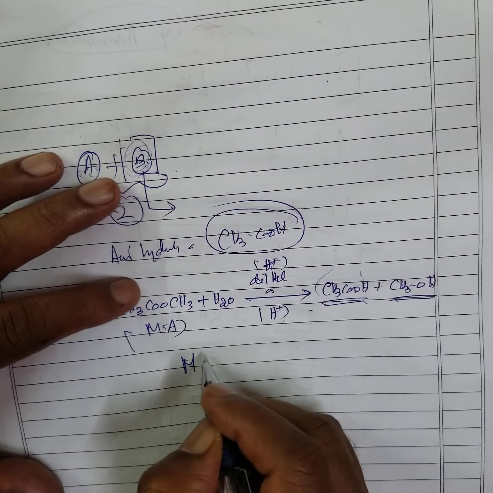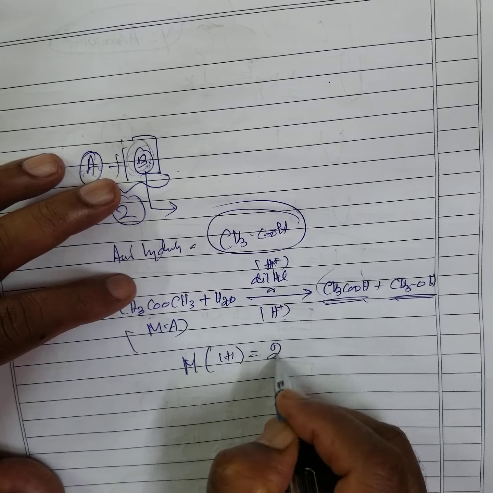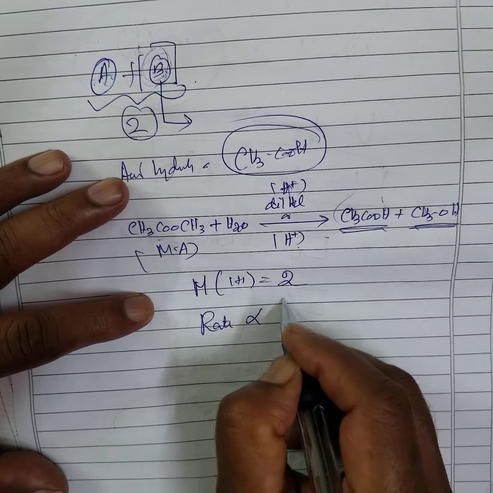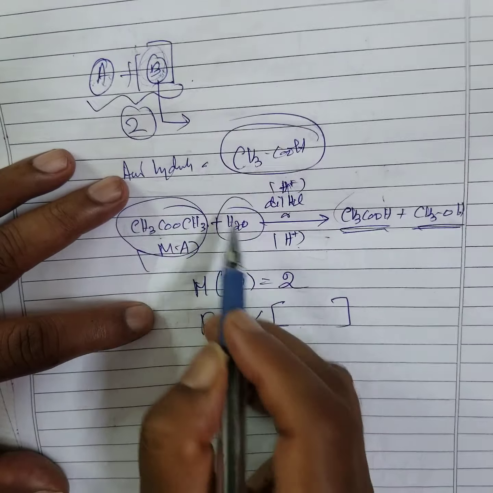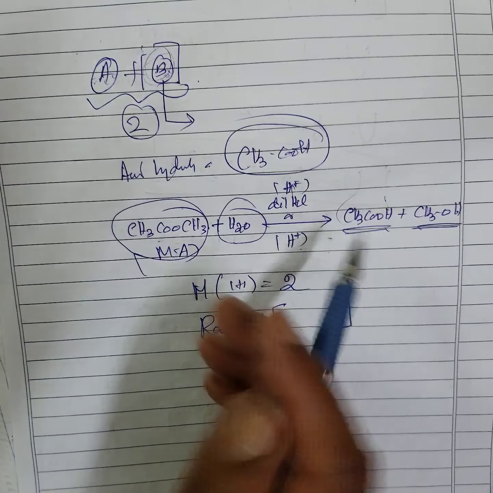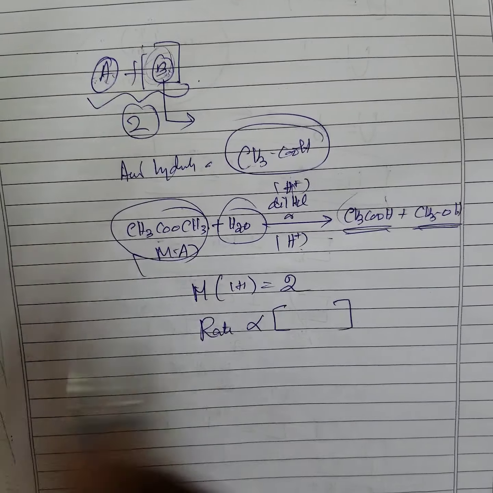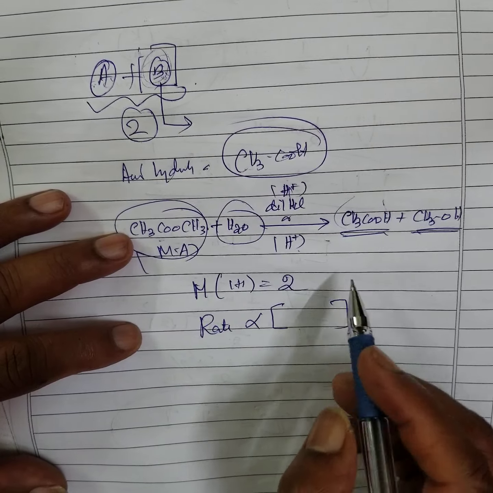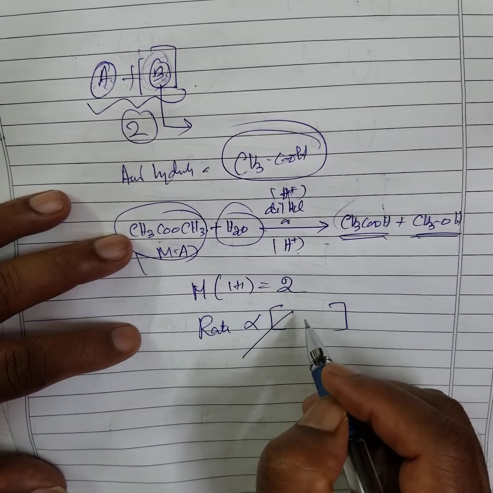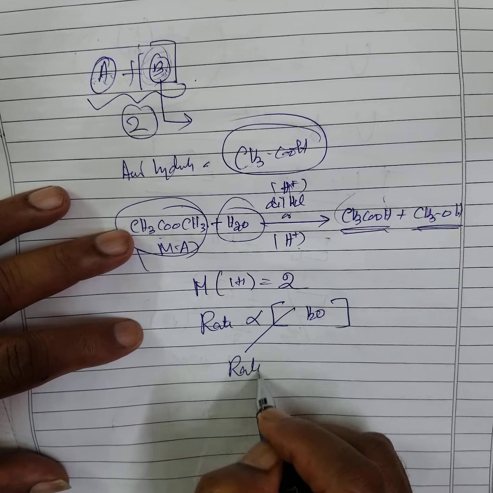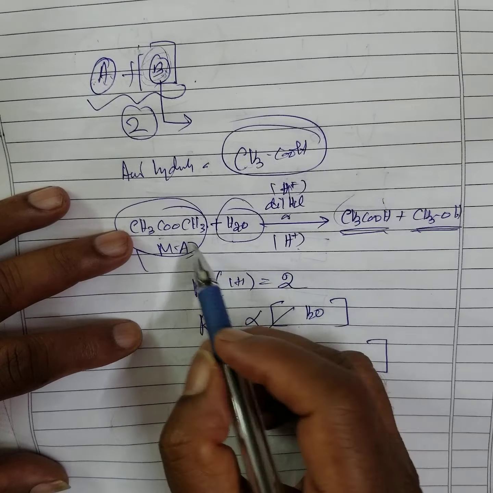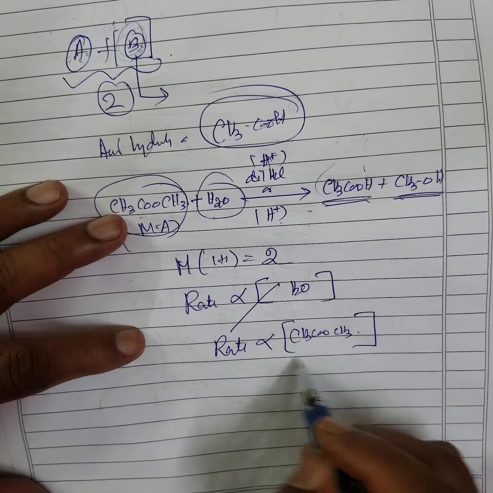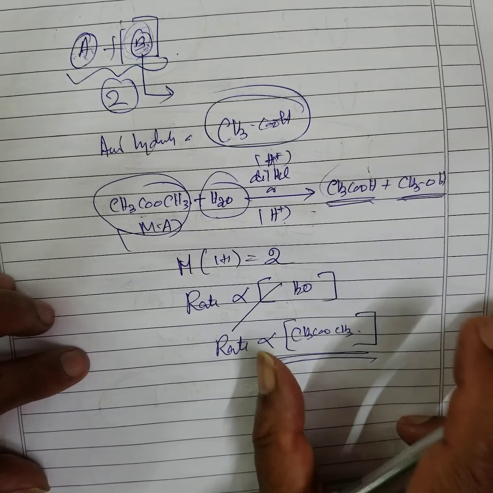Here, what is the molecularity? 1 plus 1, 2. Molecularity is 2. But the rate purely depends upon the concentration of the ester, because water is in very large excess. Its rate does not depend on the concentration of water. The rate purely depends upon the concentration of methyl acetate only.